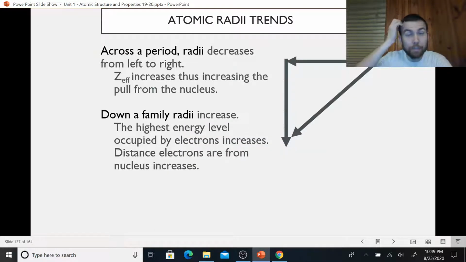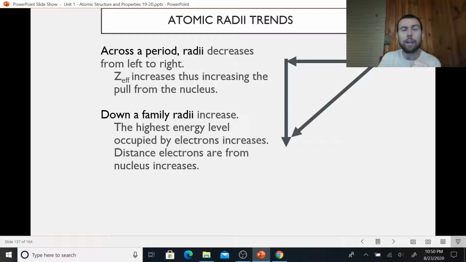Now, the trend for atomic radius is pretty straightforward. As you go across a period, what we find is that the radii of an element decreases from left to right. As we're looking at all these trends, we're going to constantly be pulling it back to how does this relate to effective nuclear charge and how does it relate to Coulomb's law. As we move across a period from left to right, effective nuclear charge is increasing, which means that the pull of the nucleus is stronger, which is going to cause that radius to decrease.